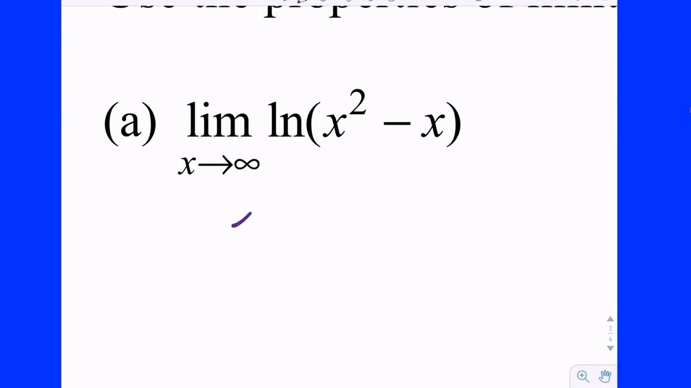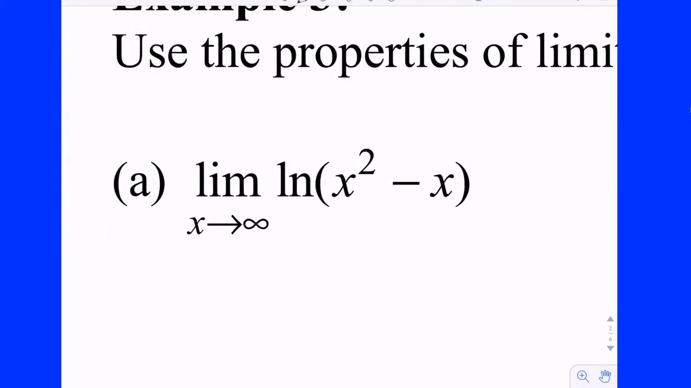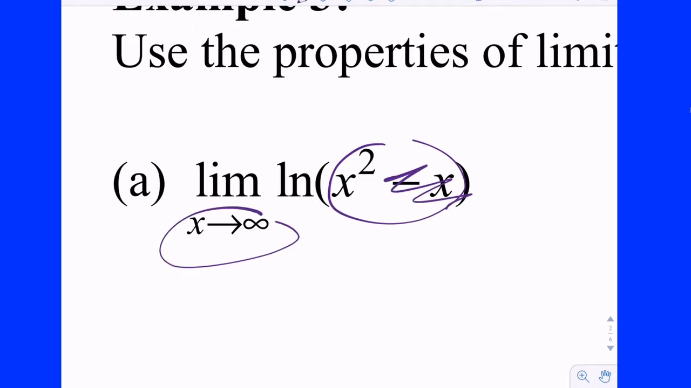What do we get when we plug in infinity? We get the natural log of infinity squared minus infinity. Is it infinity? Yeah. Well, of course, remember, if we did plug it in here, we don't have to worry about the minus x, correct? Because when we're going to infinity, we're looking at the end behavior, and x squared minus x is dominated by the leading term. So infinity squared is infinity.